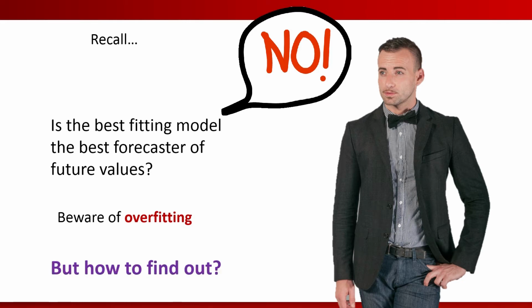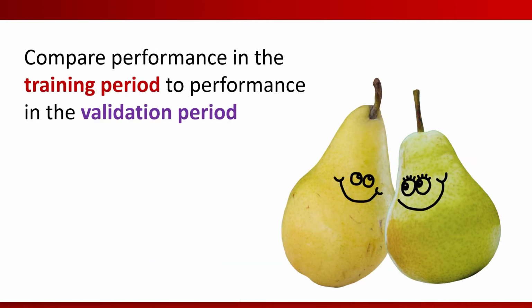So how can we find out whether we're overfitting? The answer is we can compare the performance in the training period to the performance in the validation period. The previous charts that we looked at were for the validation period, but I can generate the exact same pair of charts for the training period as well.